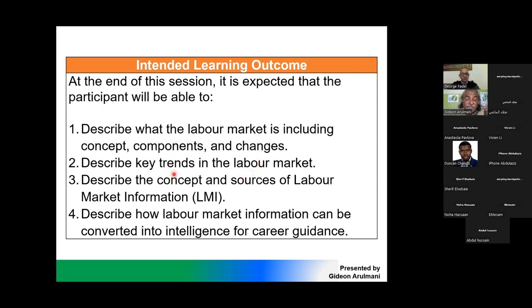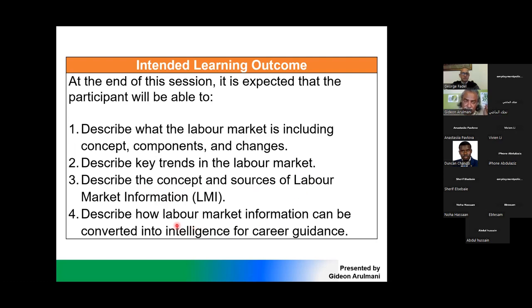Learn to describe trends in the labor market. The labor market, as we said, changes very rapidly, but there are patterns, there are trends which vary from country to country. And how do we understand that? I hope today we'll discuss this. Describe the concept and sources. Now, where do you get this labor market information? There are very definite sources, and we will look at that today.